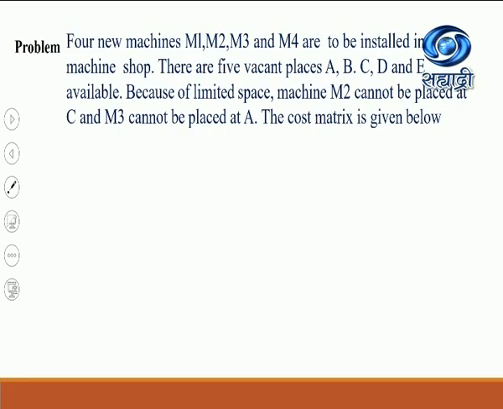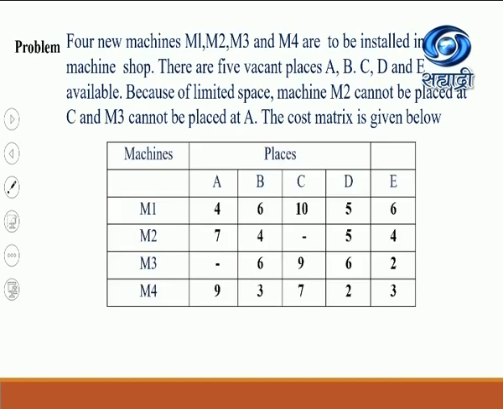4 new machines M1, M2, M3 and M4 are to be installed in a machine shop. There are 5 vacant places A, B, C, D and E available. Because of the limited space, machine M2 cannot be placed at C and M3 cannot be placed at A. The cost matrix is given below. The assignments are not done over here as you can see. So this is a restricted problem. Okay, so find the optimal assignment schedule.